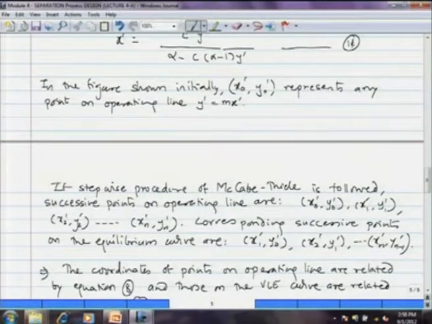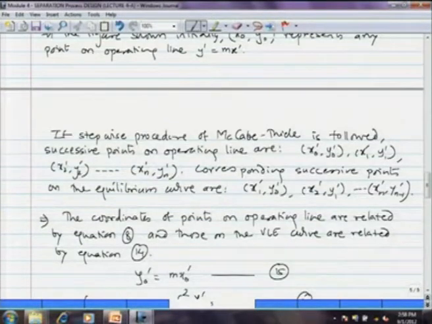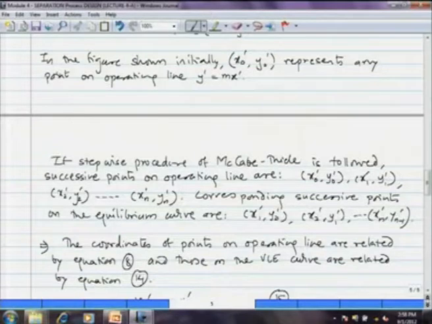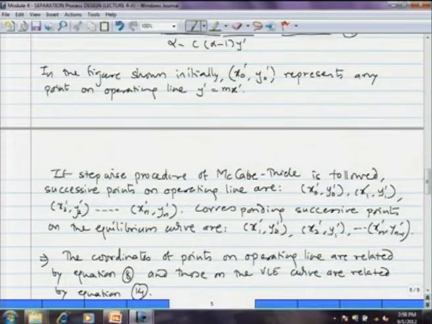x0 dash y0 dash in the figure that I had shown initially represented any point on the operating line y dash is equal to m x dash. If we stepwise start the procedure of the McCabe-Thiele method, that means we assume x0 dash y0 dash as the point representing the distillate of the distillation column.